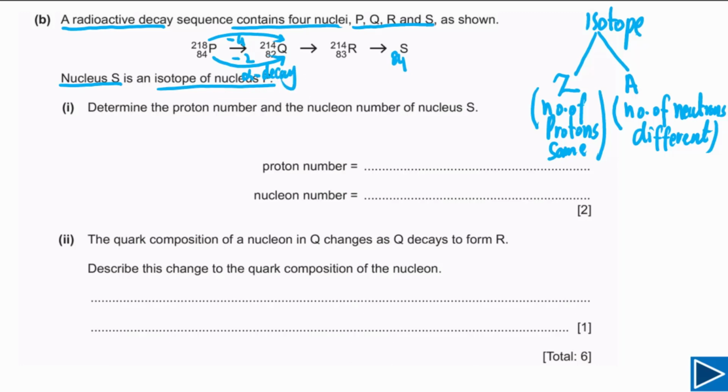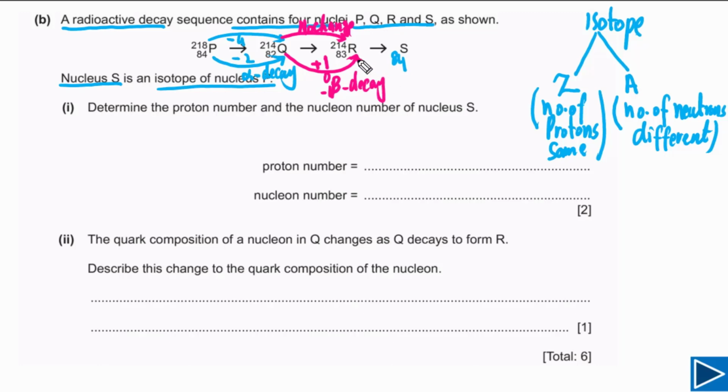Now if we look at the second one, Q to R. What is happening from Q to R? If you look at this one, the atomic number increases by 1. But if you look at the mass number, it does not change. So simply we can say there is no change in mass number, but the atomic number increases by 1. So it is simply beta minus decay.